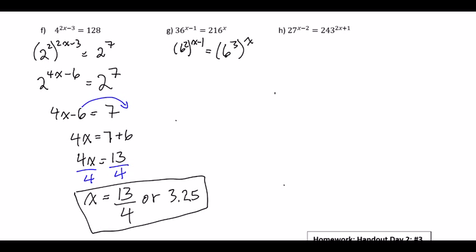So now we end up with 6 squared raised to the x minus 1, well, the 2 hits the x and the 2 hits the minus 1. So now we end up with 6 to the 2x minus 2 is equal to, now the 3 and the x are multiplied against each other because it's power of a power. So now we end up with 6 to the 3x. And now we simplify by dropping the base. So we get 2x minus 2 is equal to 3x.